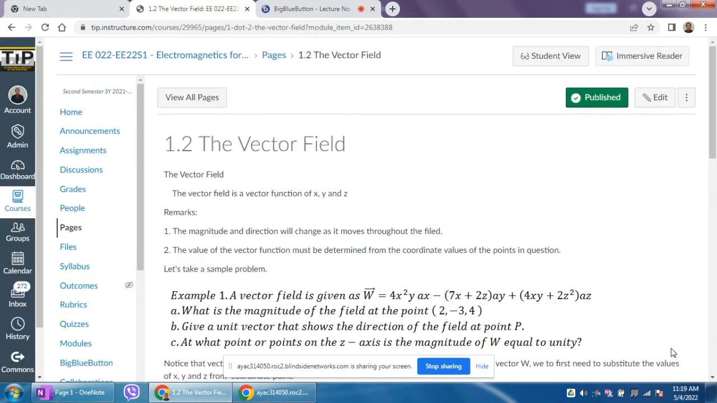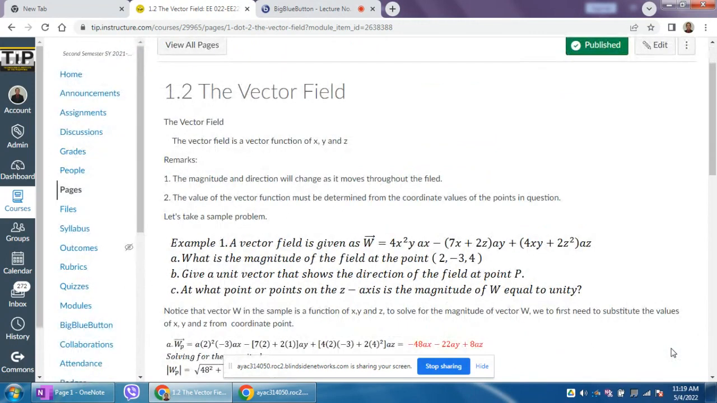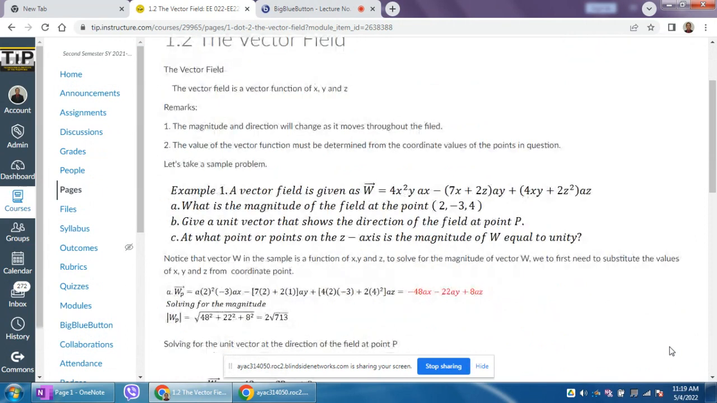We move on to 1.2, the vector field. Okay. So the vector field is a vector function of x, y, and z. So we have the following remarks. Number one, the magnitude and direction will change as it moves throughout the field. Number two, the value of the vector function must be determined from the coordinate values of the point in question.